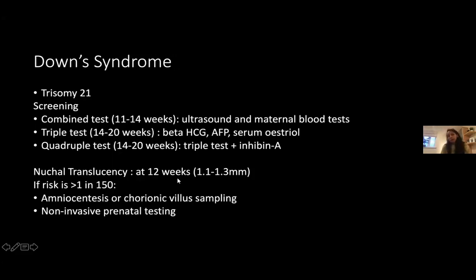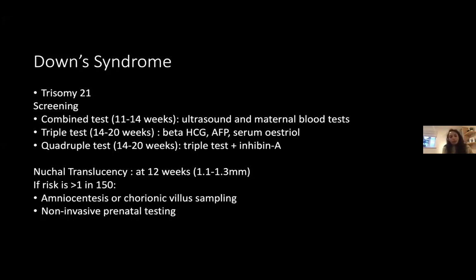So if we talk about Down syndrome for a second, Down syndrome is trisomy 21, so that means there's an extra chromosome on the 21st one, right? You can do lots of screening tests for this, and you can do a combined test, which means the ultrasound and maternal blood test. On the ultrasound, you will look for a nuchal translucency. That's the thickness in the back of the neck at about 12 weeks, and it should be between 1.1 to 1.3 millimeters.